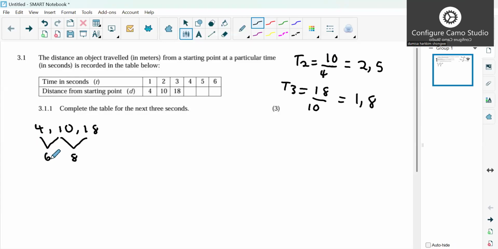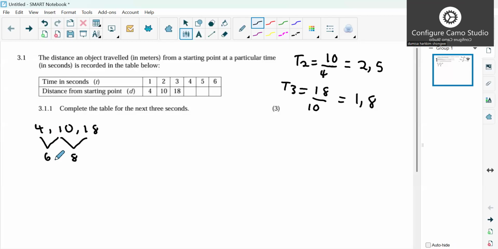We're going to say that we have 4, and then 10, and then 18. Now let's get the first term of the first difference. We said it's 6. And then we're also going to say we have the second term of the first difference.